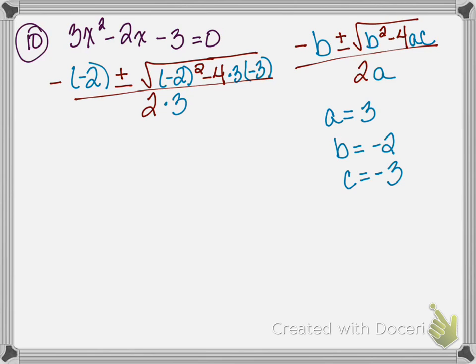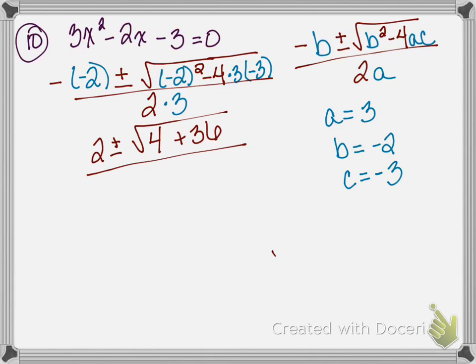Okay, thank you. Negative 2 is going to be positive 2, plus or minus the square root. Negative 2 squared is positive 4. That's a place that sometimes students make mistakes. Negative 3 times 3 is negative 12. Negative 12 times negative 3 is positive 36. We're going to end up with 40 in there. 2 times 3 is 6. So I've got 2 plus or minus the square root of 40.